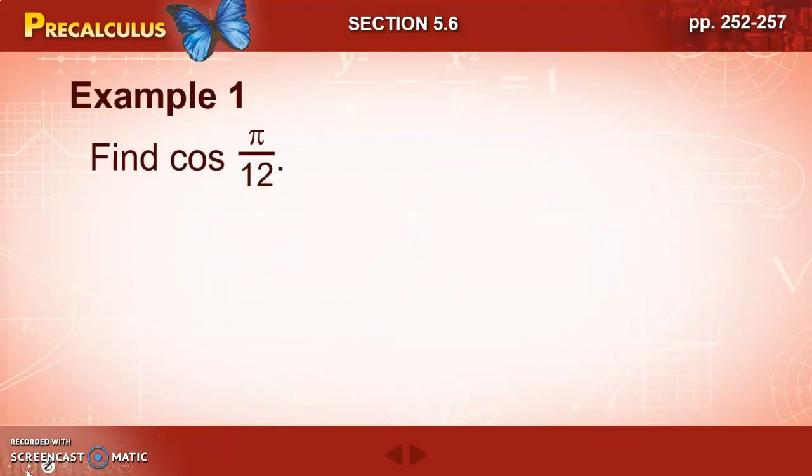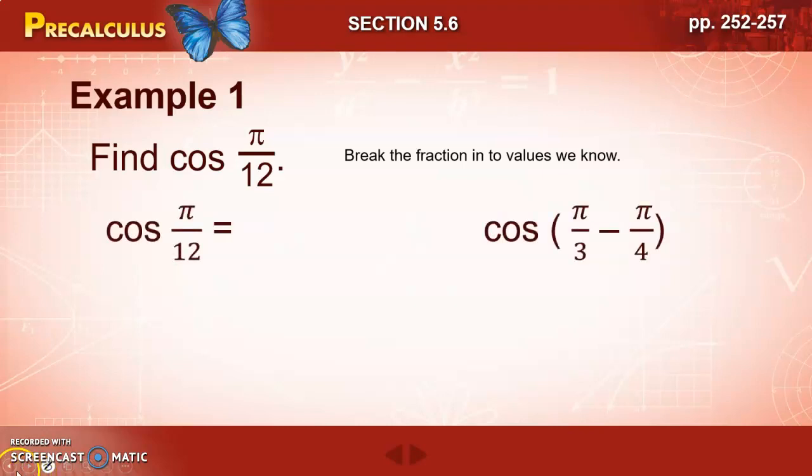We want to find the cosine of pi over 12. I'm going to rewrite pi over 12 as a difference of 2 angles because pi over 12 is not on my unit circle. So we're going to break this into values that we do know that are on the unit circle. I know that pi over 12 is 4 pi over 12 minus 3 pi over 12. If I simplify those, 4 pi over 12 simplifies to pi over 3. That's on the unit circle. And 3 pi over 12 simplifies to pi over 4. That's on the unit circle.